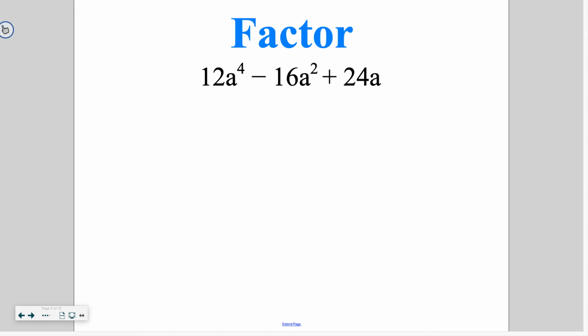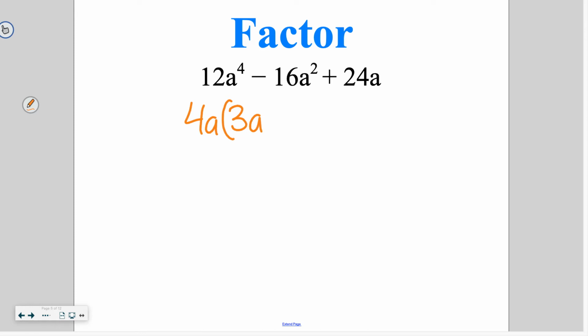listen. So when I'm looking at this, again, my first step is always going to be to factor out a GCF. So I'm looking and I'm saying, okay, between these terms, is there anything they have in common? They're all going to be divisible by 4. And I've noticed that they all have an a as well. So I'm going to go ahead and take out a 4a. When I do 12 divided by 4, I get 3.